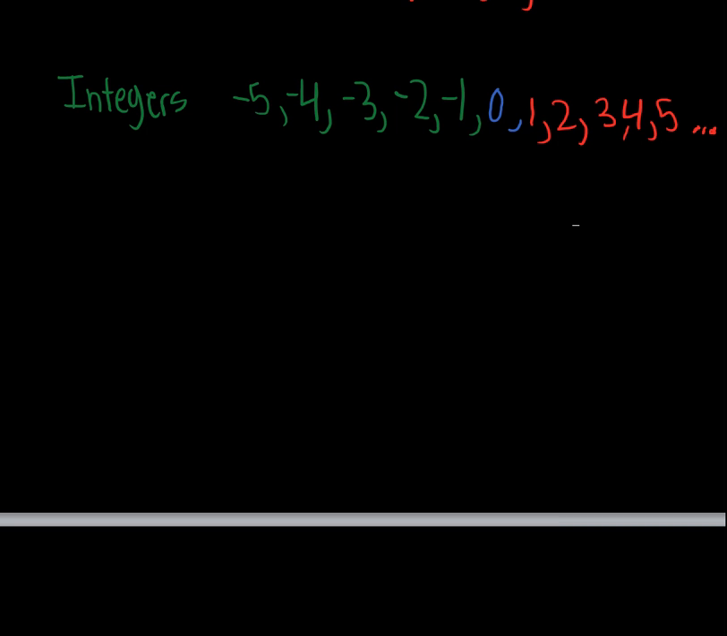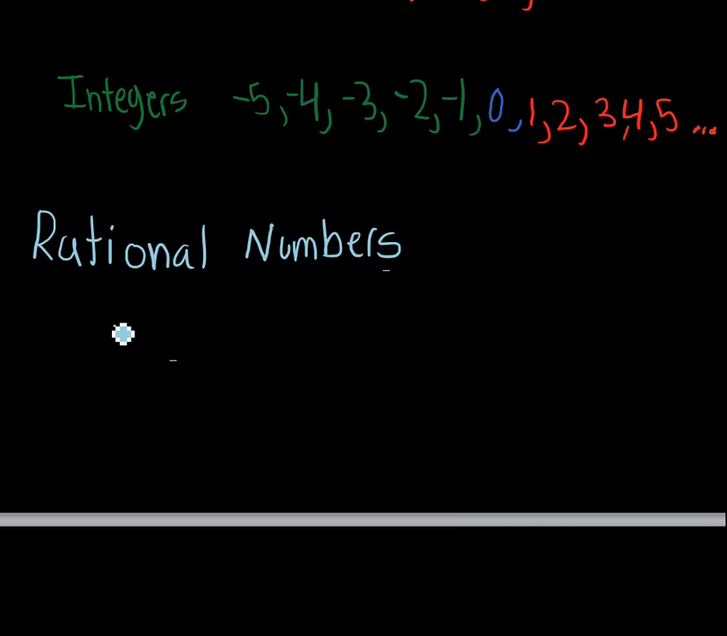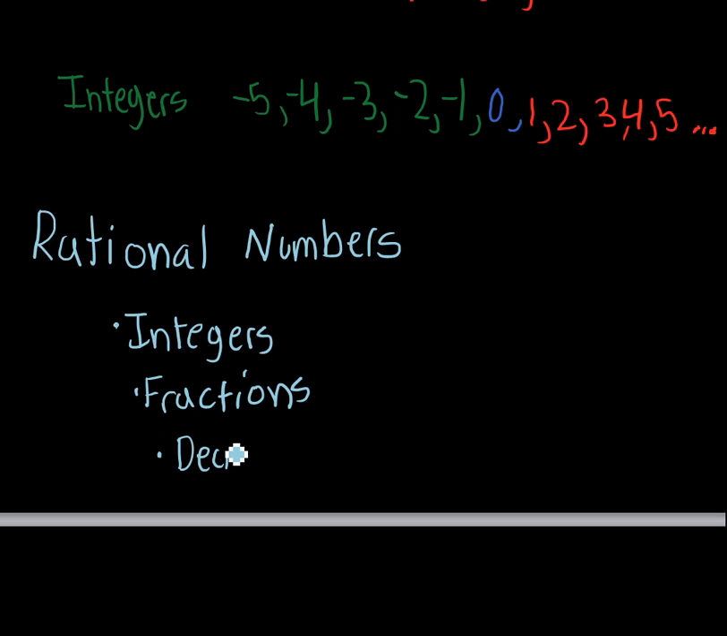The next group of numbers are the rational numbers. The rational numbers are all the groups that we have talked about, including fractions, and all the decimals that end or repeat.